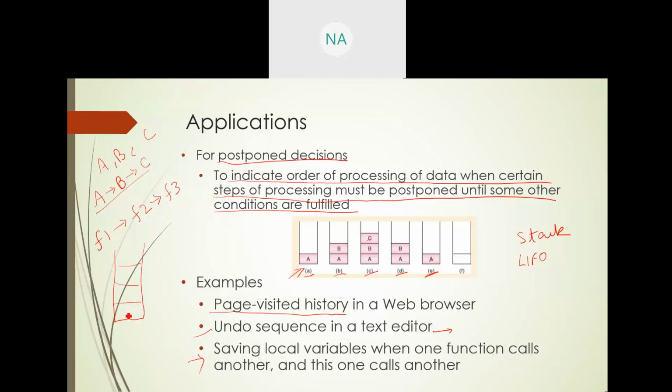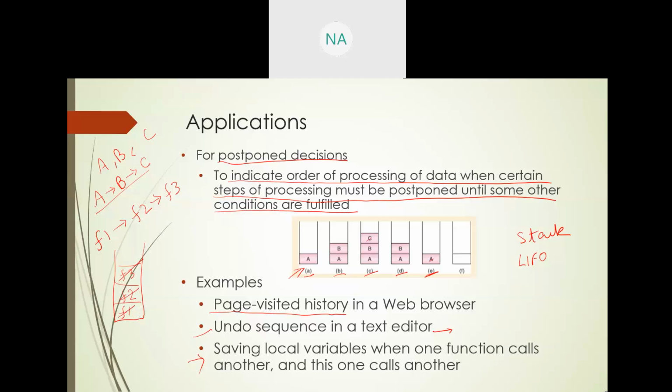How? First f1 is executed, so f1 is pushed into the stack. Then f1 calls f2, f2 is inserted into the stack. Then f2 calls f3, f3 is inserted into the stack. Now f3 finishes execution, so f3 is popped out. Then f2 finishes execution, f2 is popped out. Then f1 finishes execution, so f1 is popped out.